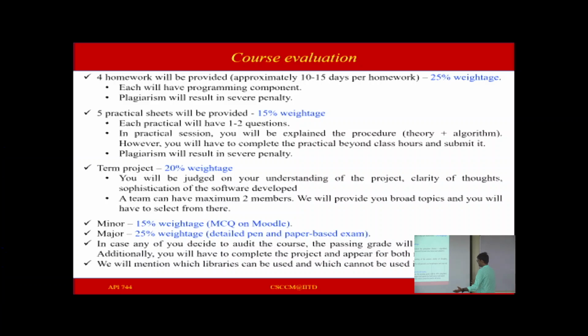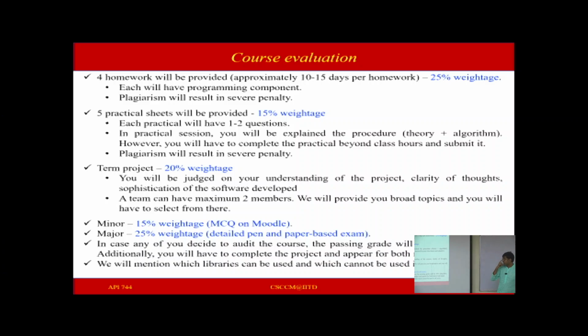In case you decide to audit the course, 40% is what you have to get for an audit pass, and you will have to complete the project. If you don't submit the project, you will not get an audit pass, you will get NF. The reason is that the project will be done in teams, so if one of the members is auditing, the other will suffer, so that is not allowed. And you have to appear for both minor and major.